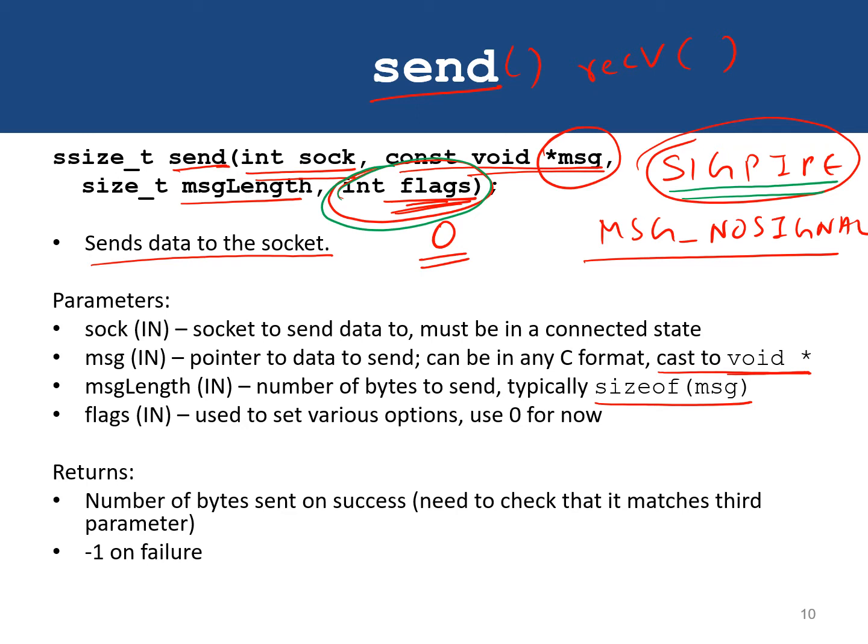If the send function call succeeds, it will return the number of bytes that were sent successfully on the socket. Note that you should check whether the number of bytes returned by the send function matches the third parameter you passed, the message length, in your send function. If for some reason the send function call fails, it will return a -1. Now quickly note that the return type of the send function is size_t, right?